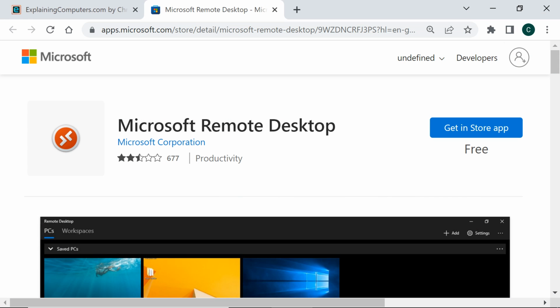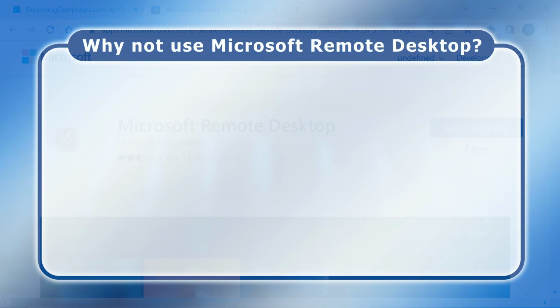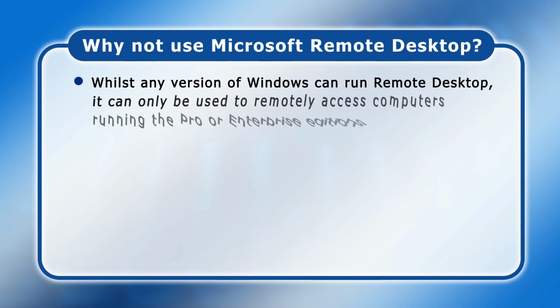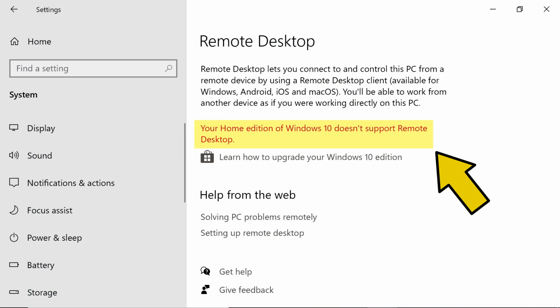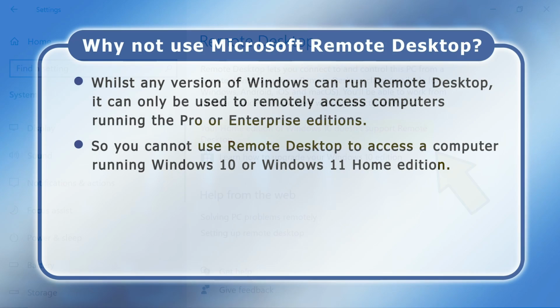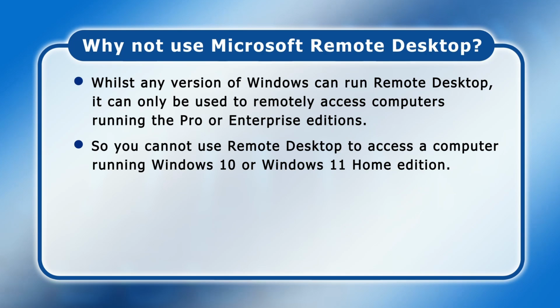You may be thinking, why use Chrome Remote Desktop rather than Microsoft Remote Desktop, which is based on Microsoft's Remote Desktop Protocol, or RDP? Well, this is a good question, and there are two good answers. The first is that, whilst any modern version of Windows can run Remote Desktop, it can only be used to remotely access computers running the Pro or Enterprise editions. So, you cannot use Microsoft Remote Desktop to access a computer running Windows 10 or Windows 11 Home Edition. But you can use Chrome Remote Desktop as I've shown in this video.